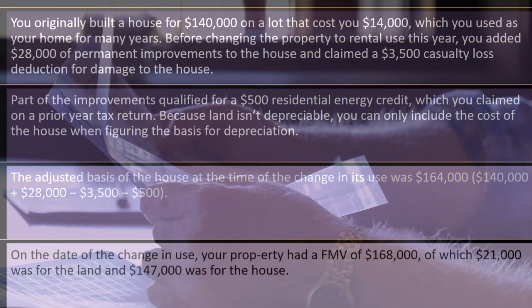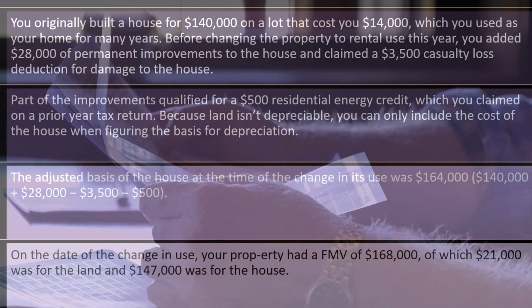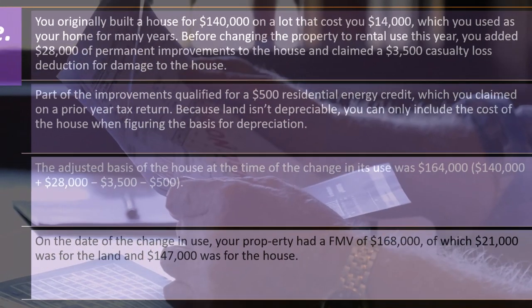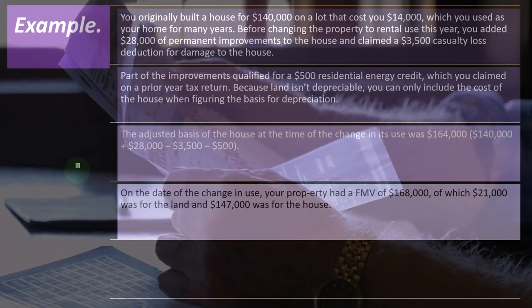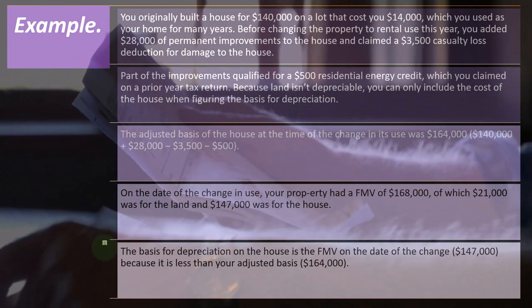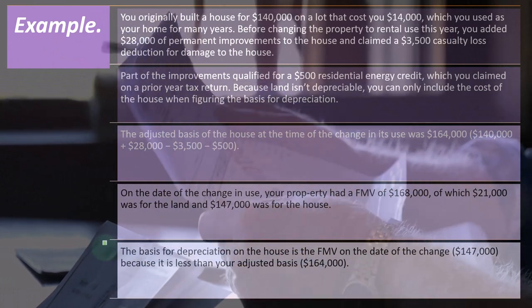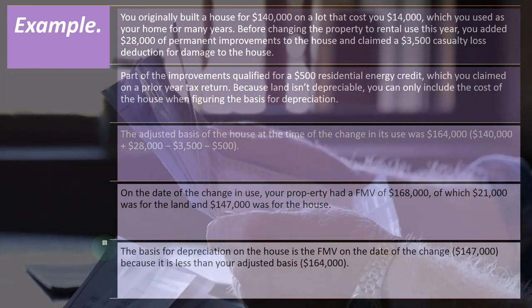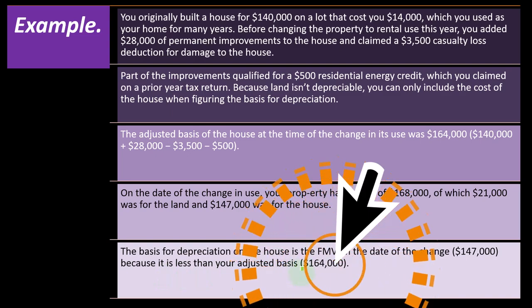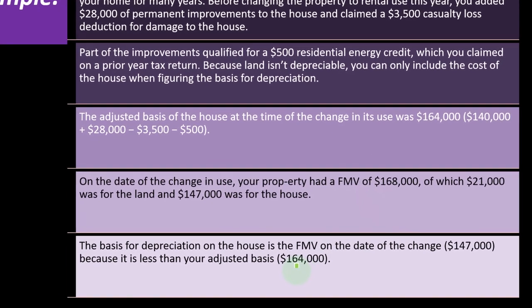On the date of the change in use, your property had a fair market value of 168,000, of which 21,000 was for land and 147,000 was for the house. So the basis for depreciation in the house is the fair market value on the date of the change, 147,000, because it is less than your adjusted basis of 164,000. So we have to take the lesser of the two.